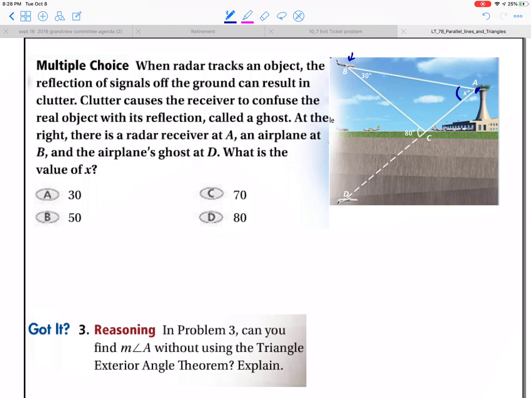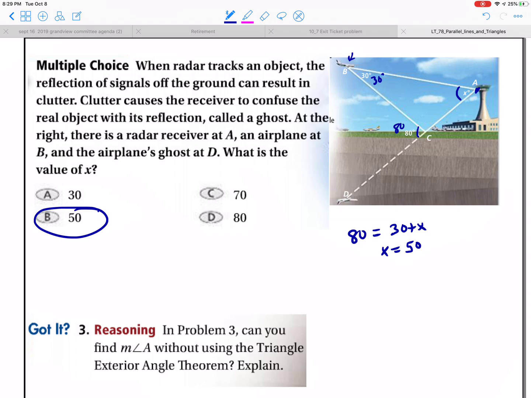So in this example, we have an exterior angle here of 80 degrees. This is a 30-degree angle, and we want to solve for X. Because we have an exterior angle of 80, that is going to be equal to 30 plus X. So in solving this, we're going to get that X is equal to 50. So X is equal to 50.